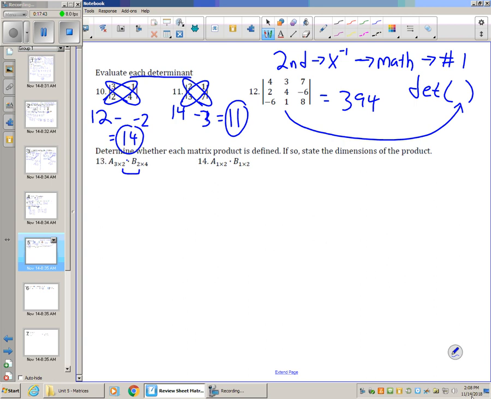So in this case, since they're both 2, then yes, we can find the product, and the outer dimensions are the product's dimension. So AB's dimensions are equivalent to a 3 by 4. Here, these are the same size matrices in number 14, but the inner dimensions are not the same, so we can't find the product. This one does not exist.